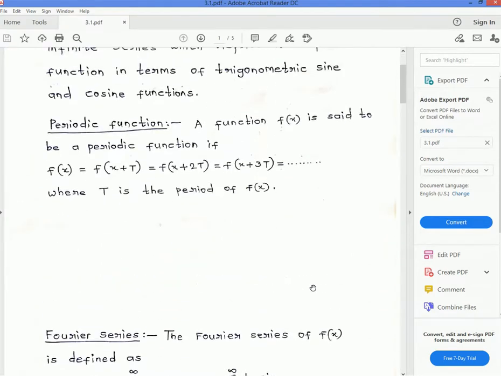So we know the period of sin x. What is the period of sin x? It is 2 pi. Why is it 2 pi? f of x equal to sin x, then f of x plus 2 pi, sin of 2 pi plus x, gives sin x. So the period of sin x is 2 pi. Similarly, the period of cos x is also 2 pi. The period of tan x is pi.